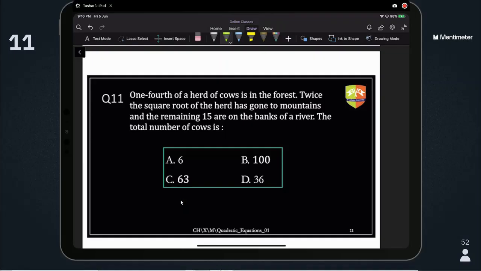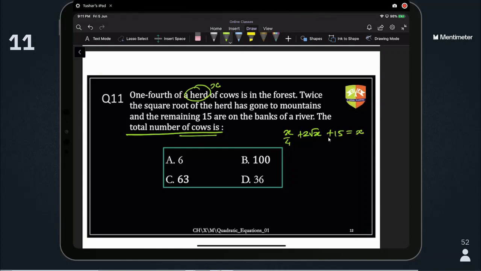So this was, you don't need to follow your methods and steps here. One fourth of the herd of cows. The moment you see this question, you start writing. Herd is X. That is the total number of cows they're asking, right? So let it be X. So one fourth is in the forest. So how much in the forest? X by 4. Twice the square root of the herd has gone to the mountains. So twice root X in the mountain. And 15 are on the banks of the river, plus 15. This must be equal to the herd itself.